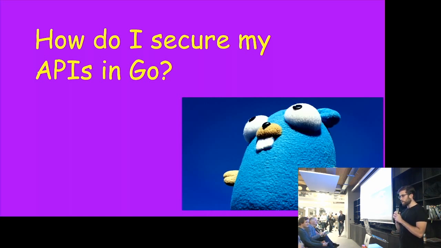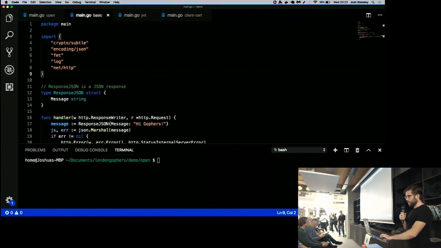So I'm going to talk today about how do I secure my APIs in Go. It's rhetorical. I don't have any APIs. My name's Josh. I work for a company called Tyk. We're an open source API gateway. So I do the facilitation end of things for other people who have APIs and basically absorb their problems into my life.